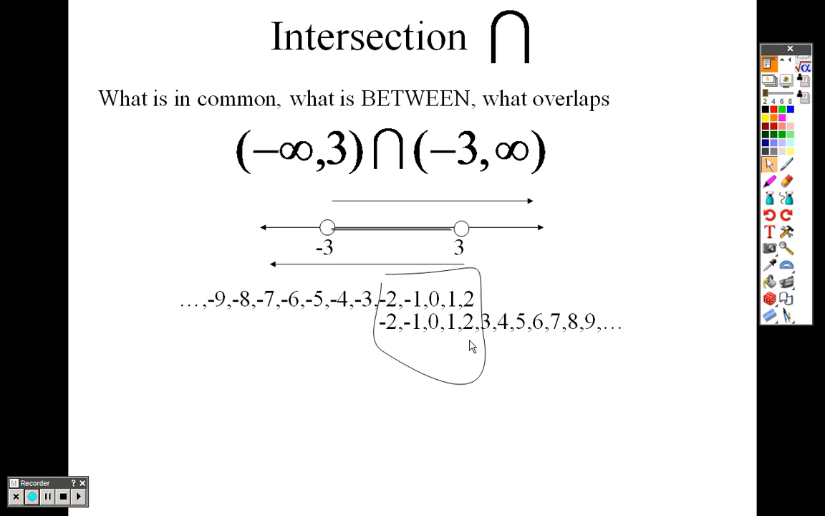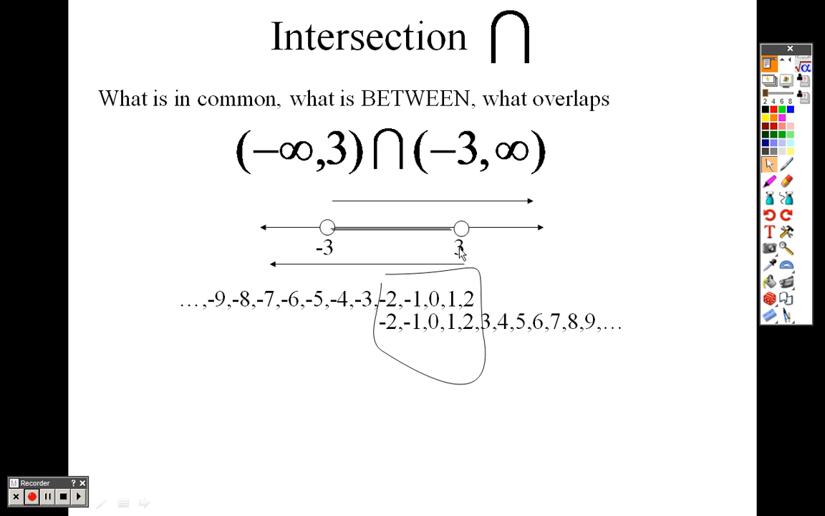The reason I don't have them inside is because, remember, curved brackets mean that they aren't included. It goes right up to 2.999999999, but it doesn't touch 3. It goes up to negative 2.999999 or negative 3.111111, and it doesn't touch it. So that's why I don't have 3 included in here. If it was a squared bracket, it would say that it includes that point. That's the difference between the two.